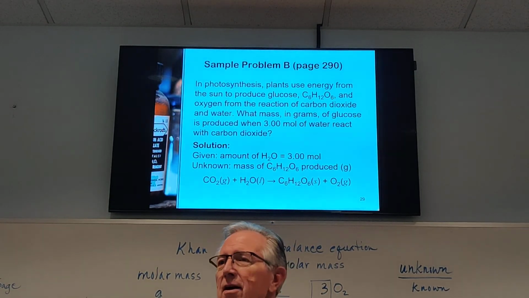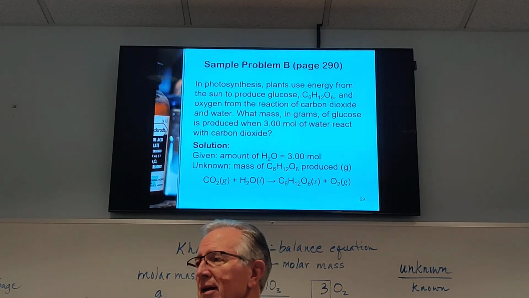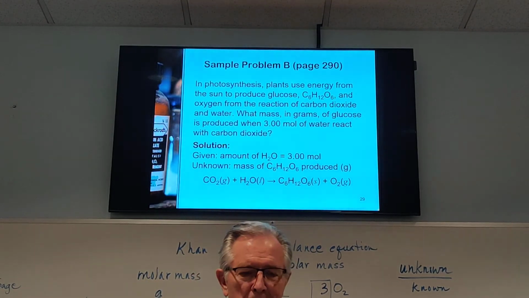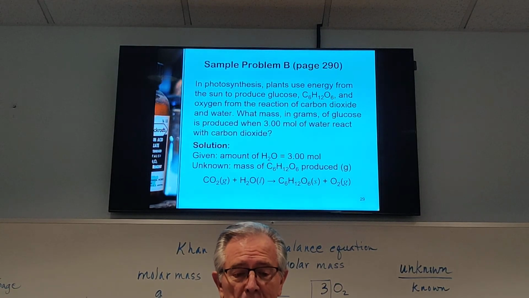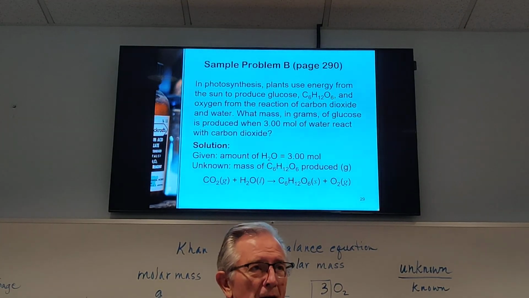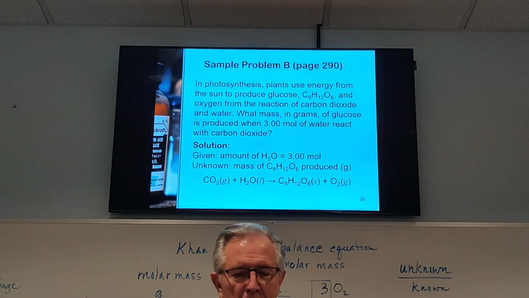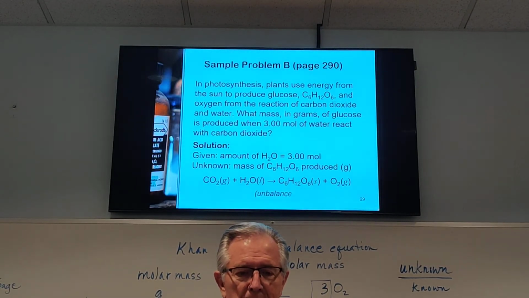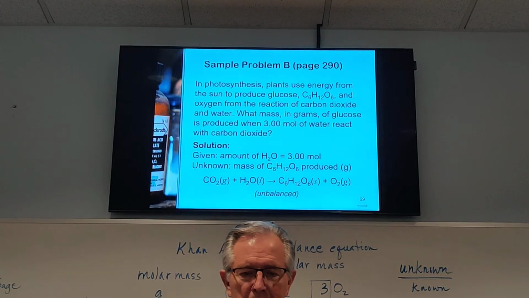Now, it also has the other little letters in it that indicate what physical states it will be. Carbon dioxide, we know, is going to be a gas. Water's going to be a liquid. Glucose is going to be a solid. It's like sugar. And oxygen's obviously going to be a gas. Okay, so it's unbalanced.